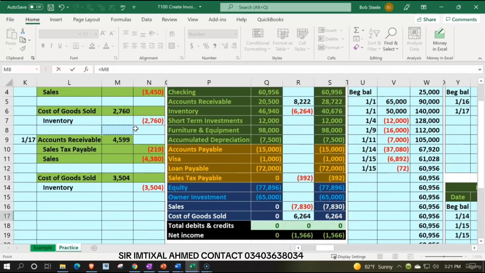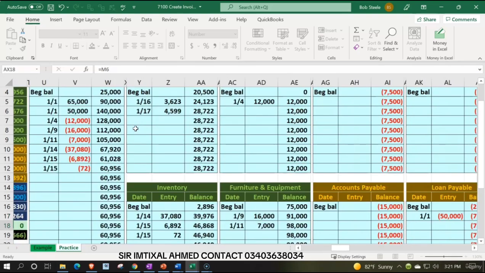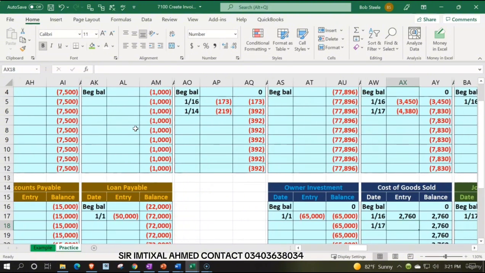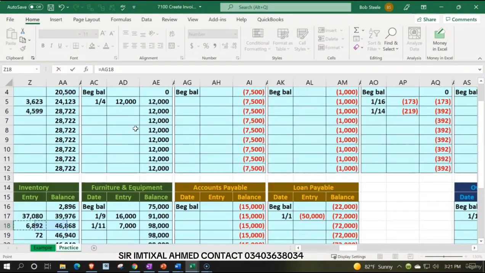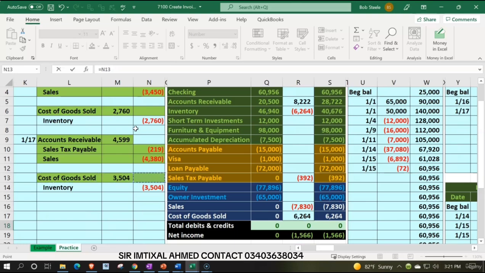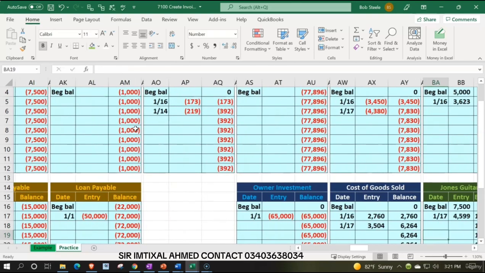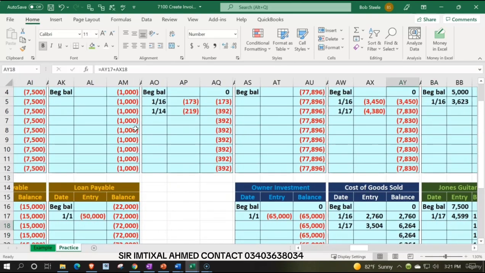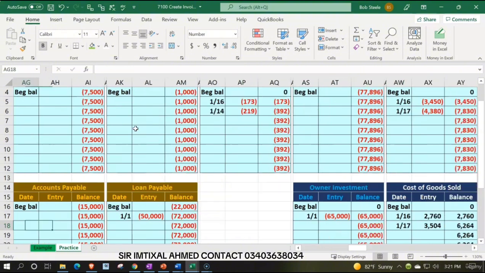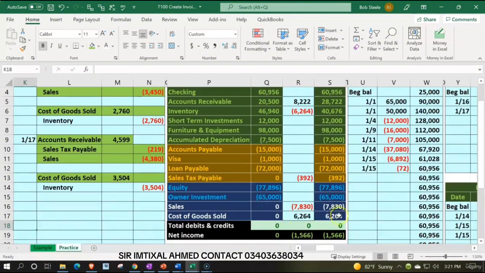AX17 equals left to the wall. We're picking up that 2760. And then we're in the AX18 equals left to the wall. We're picking that 3504. That adds up to the 6264 left to the TB. 6264 ties out there.